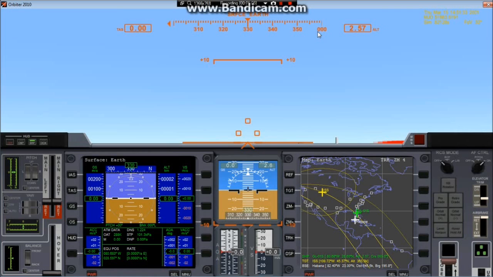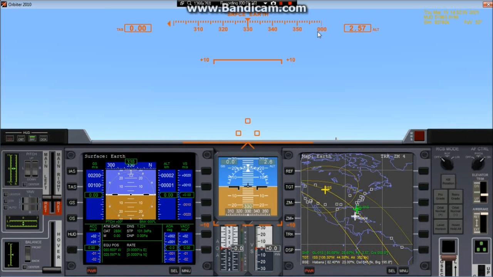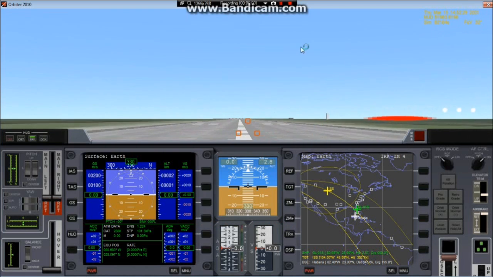108. 107. 106. 105. The ISS will any minute now be coming up overhead about here. 104.